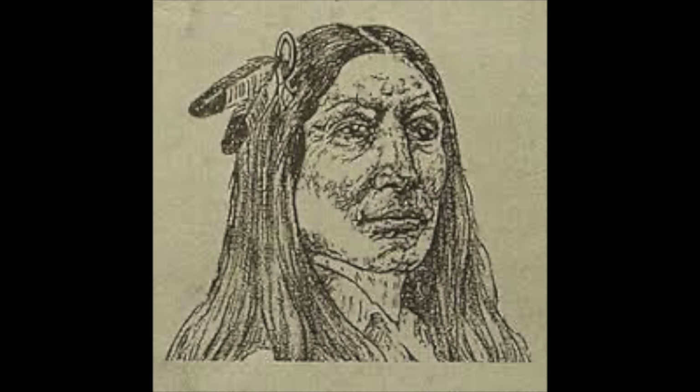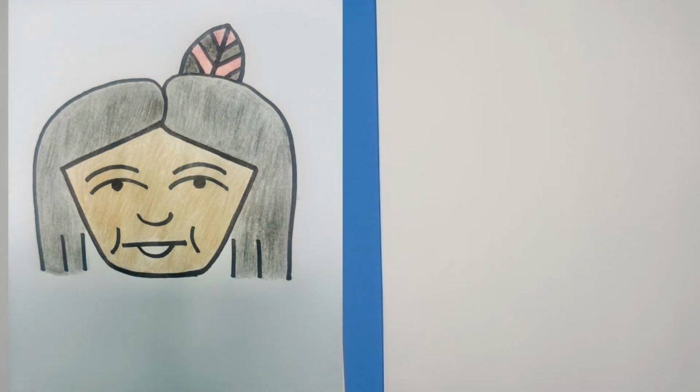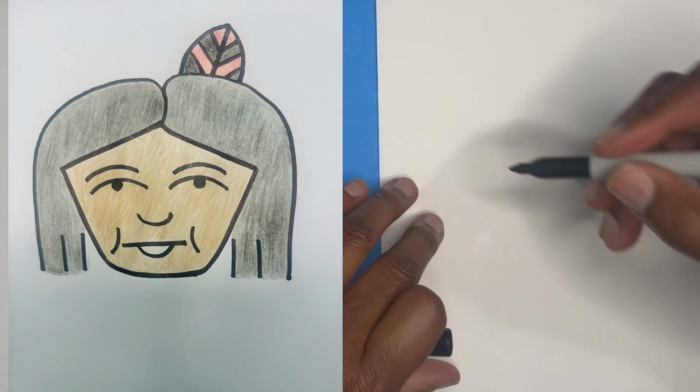Hello, and today we will draw the Native American legend Crazy Horse. He was a Lakota Sioux leader known for his courage and commitment to protecting his people's land and the way of life against the United States government. So we are just going to draw his face.